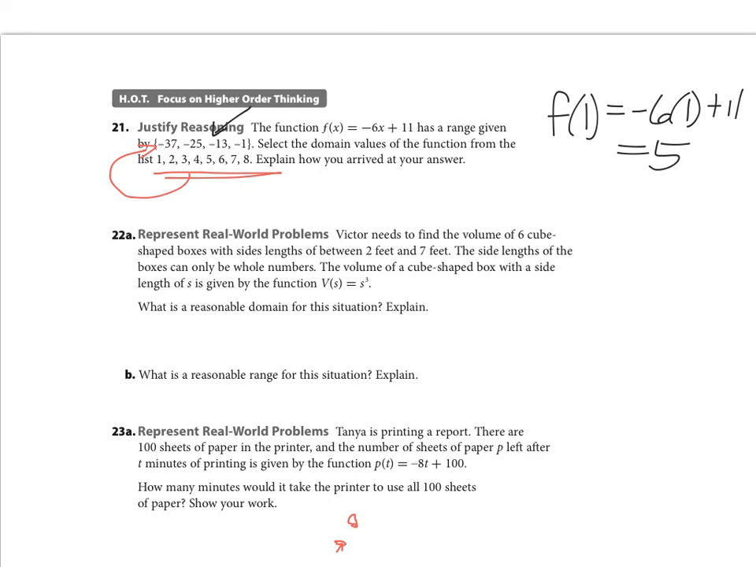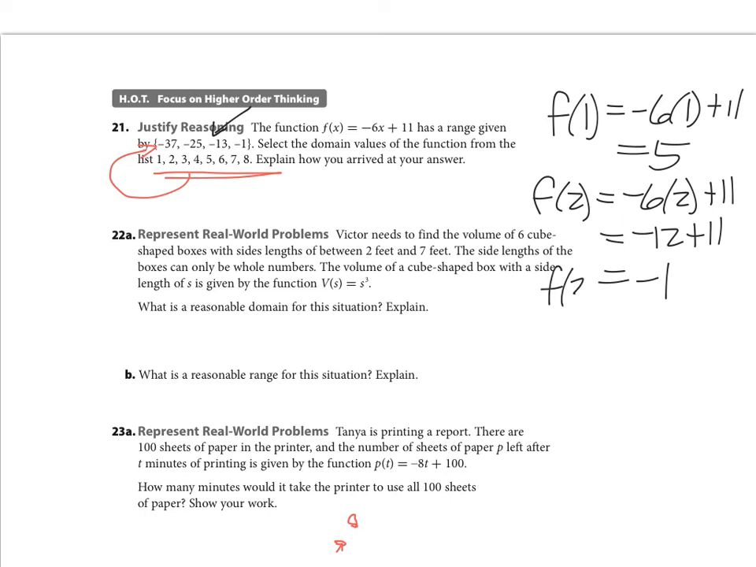So then I just keep going through. Like f of 2, so I try 2. Negative 6 times 2 plus 11, that would be negative 12 plus 11, which is negative 1. Well, that's one of our choices right here. Negative 1. So what gave me negative 1? 2 did. So f of 2 equals negative 1. So there's one in our list. And I just keep going through and doing those.